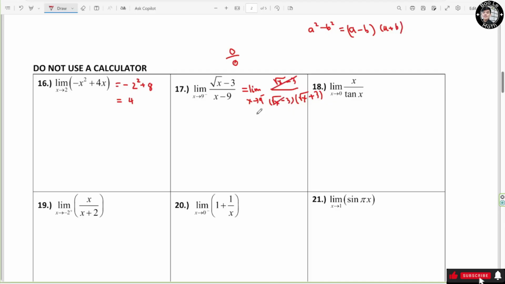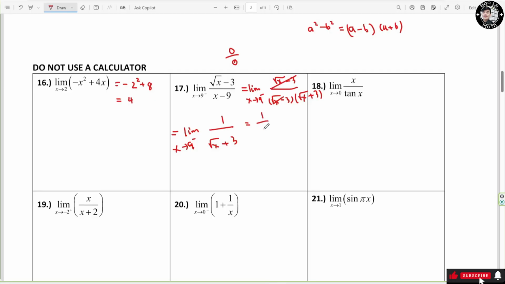So this guy cancels out, so it could be limit 1 over square root of s plus 3 when s approaches 9 minus, right? So the answer is 1 over 6 minus, because s approaches 9 minus, which is the number on the left of 9, right? So it should be less than 9, right? So if this guy is less than 9, square root of a number less than 9 is going to be less than 3. 3 plus 3 is going to be 6, so it should be 6 minus, right? So be careful. Now question 18.